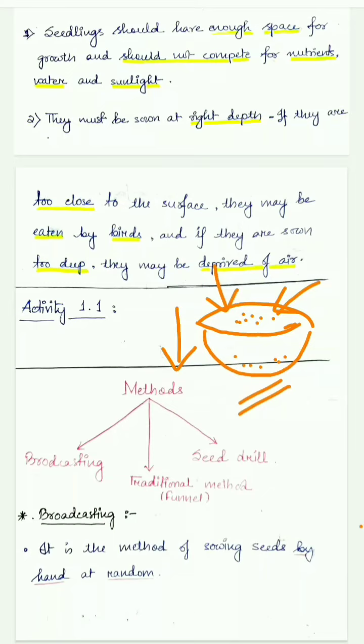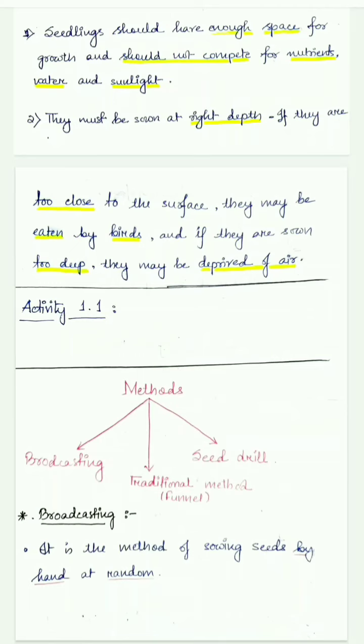Okay, so this is what the activity says. This is how you can check the difference of the good seeds as well as the bad quality seeds. Understood? Okay, let's move to the next point. In the next point we will start about the methods. So what are the methods of sowing?